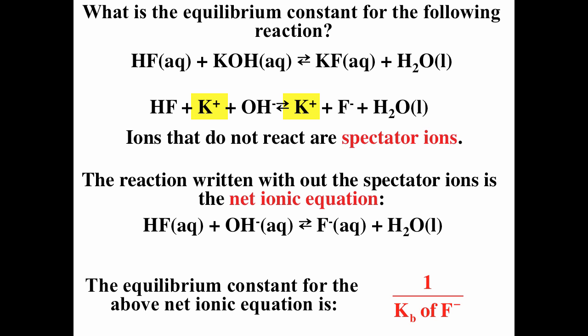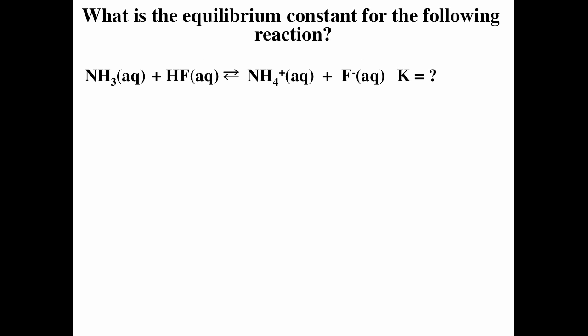We can look at something a little bit harder. What is the equilibrium constant for this reaction? Now, I don't see any way of breaking up. Ammonia is a weak base, so it doesn't break up. HF, a weak acid, doesn't break up. Ammonium ion, a weak acid, doesn't break up. And then I have the fluoride ions. And so we're not going to do the net ionic equation in this case.